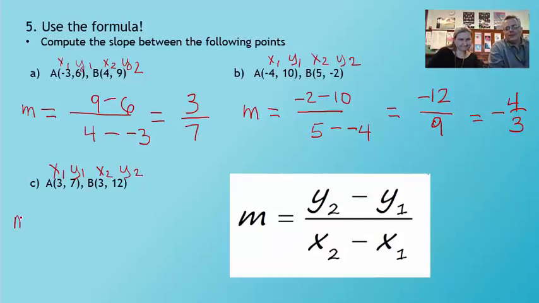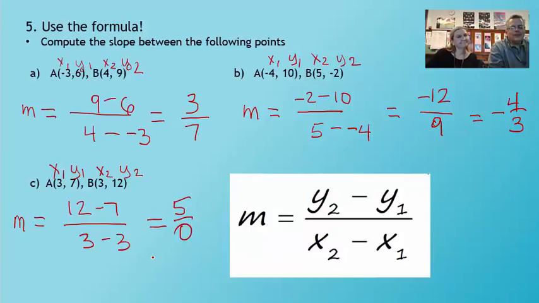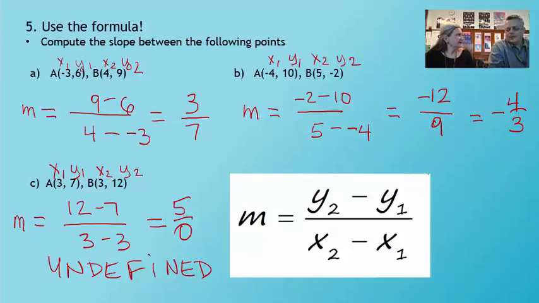Okay, what do we have this time? Plugging into the formula, we have 12 minus 7 over 3 minus 3. Uh-oh. So that would be 5 in the numerator over 0, which is undefined. If you graph these points, they lie on a vertical line. So again, not 0, it's not a number. 0 is a number, this is undefined. If you're unsure which one is which, plug it in on a calculator. If you get an error, that tells you it's undefined.